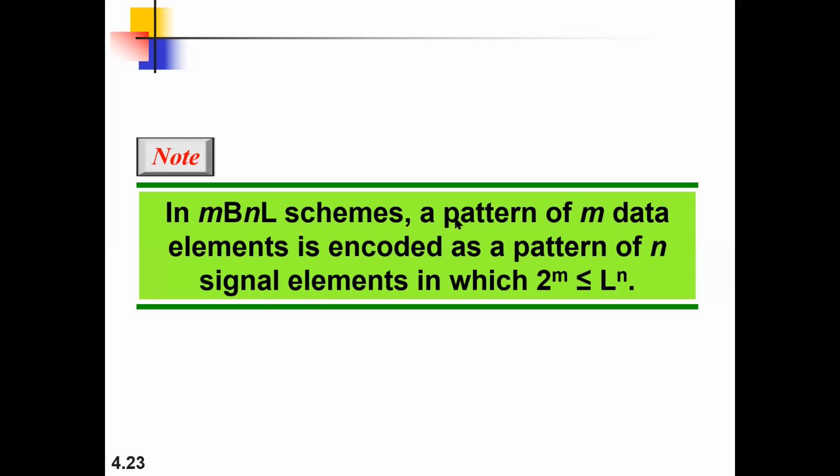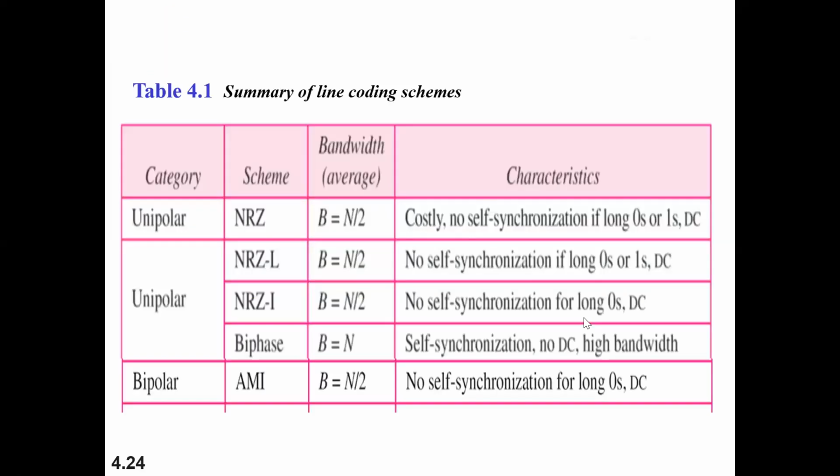For schemes in that pattern, 2 to the power of m will always be less than or equal to L to the power of n, where m is the number of data elements, the number of bits, and n is the number of signal elements. Why is it 2 to the power of m? It is very simple: data elements can take only two values, either 0 or 1. The level term L to the power of n depends on the signal elements: how many horizontal lines you have, that many levels you get. So the total number of bits you transmit, 2 to the power of m, will be less than or equal to L to the power of n. It purely depends on your signal elements.